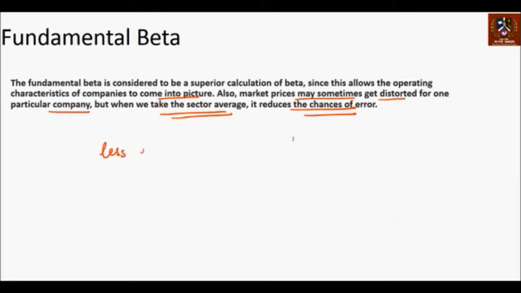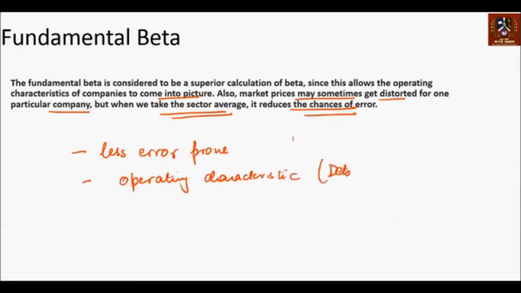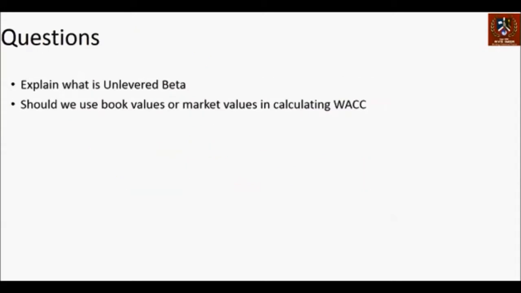So what are the benefits? It is less error prone and it brings into calculation the key operating characteristics of the firm. More importantly, the leverage or debt that it carries. And that's why the fundamental calculation of beta is an important calculation that we should understand, right? That's broadly it in terms of beta calculation.